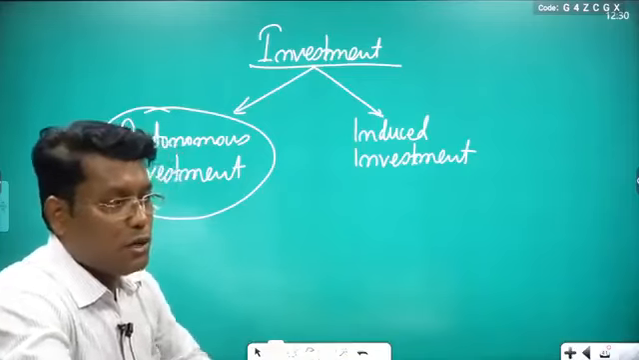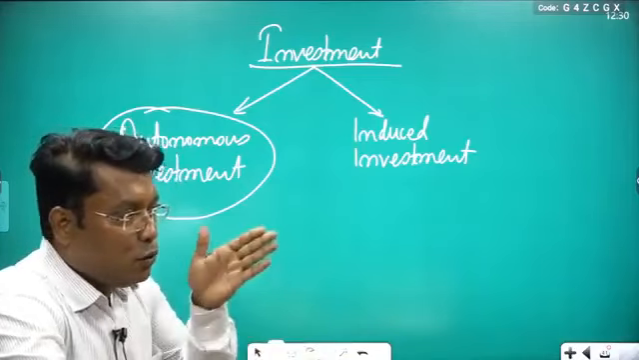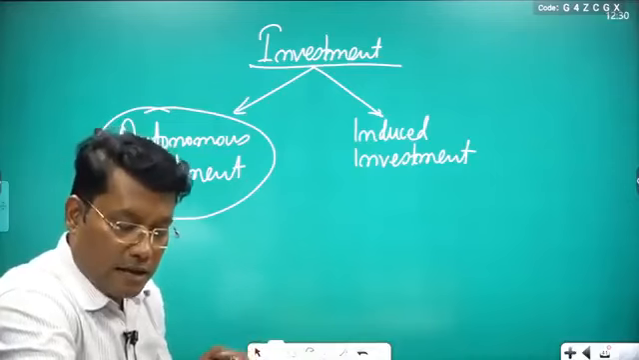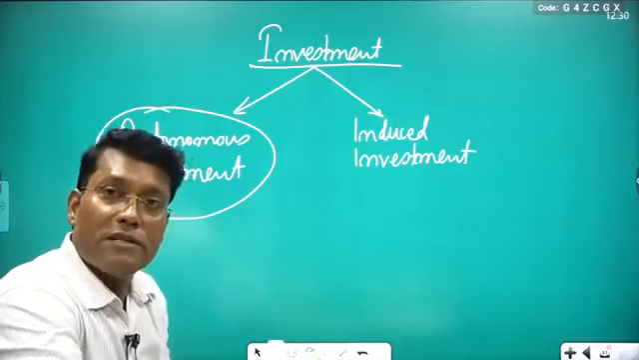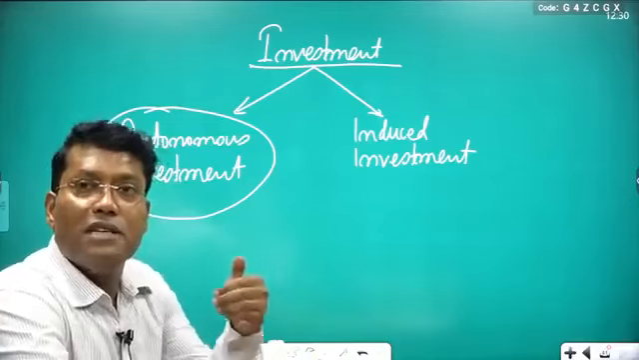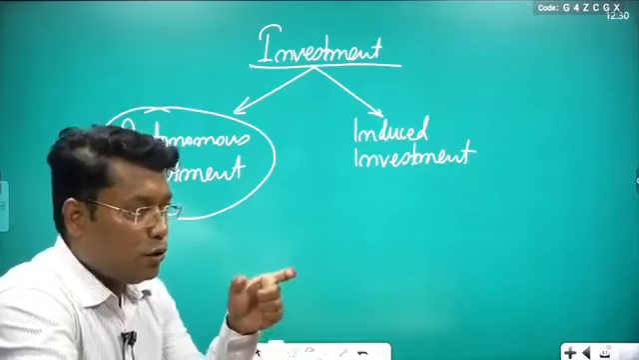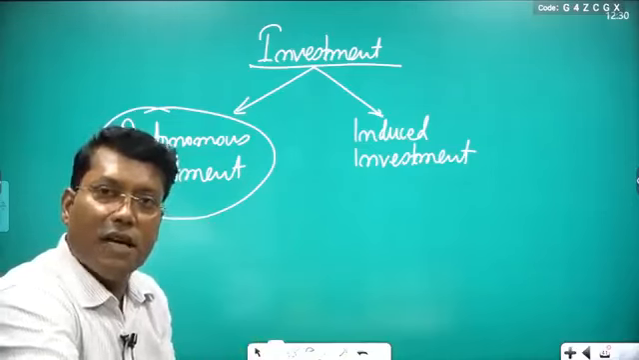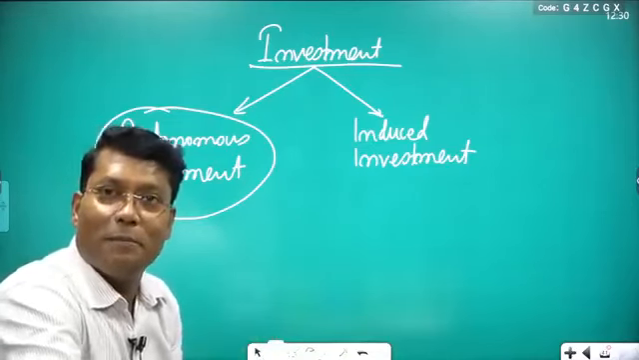What I am trying to say is, if you take the overall economy and just think about the total investment in the country, who can invest in the country? So the overall economy you can divide in two parts: one, the private investors, and one is the government. Clear?